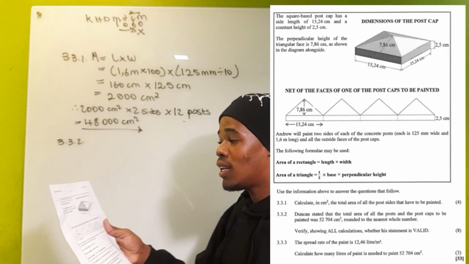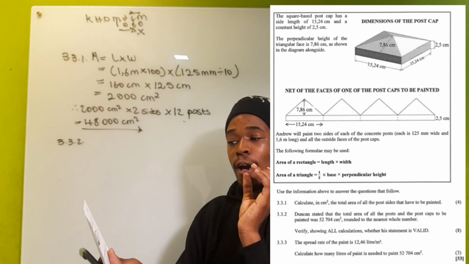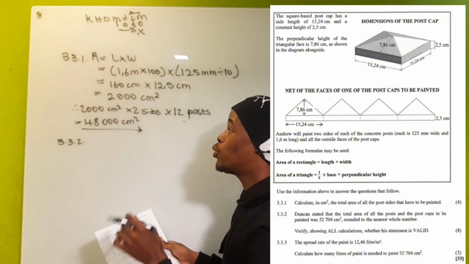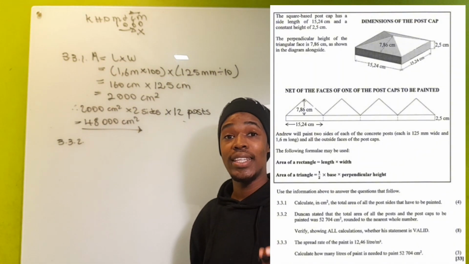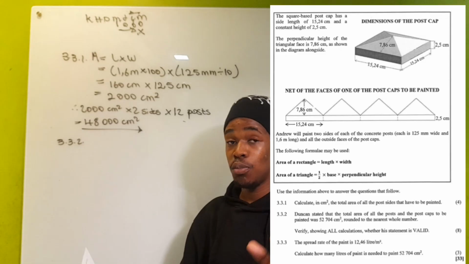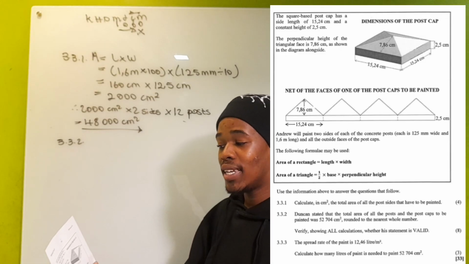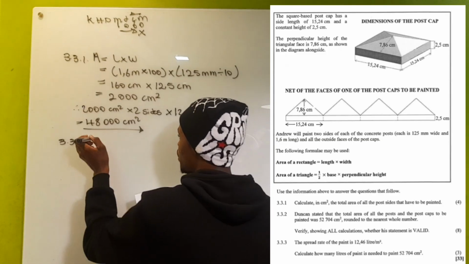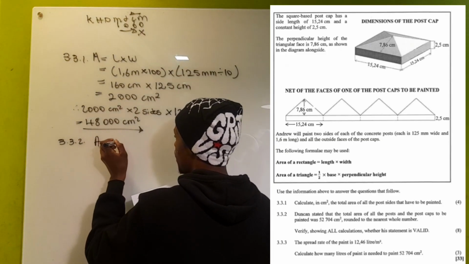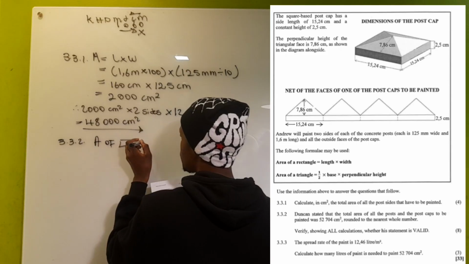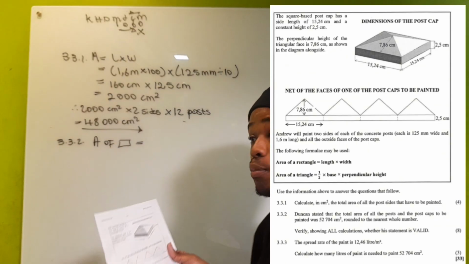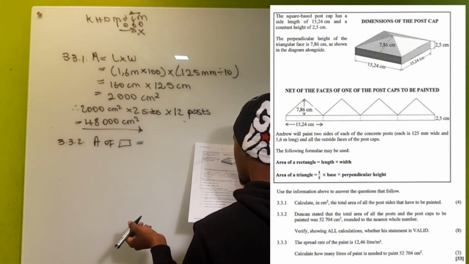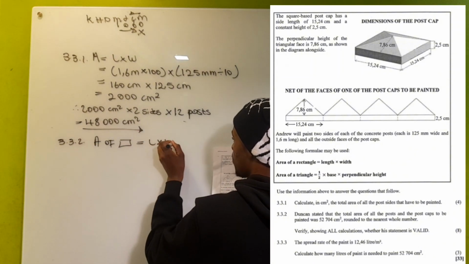We're going to start by calculating the area of the post cap, because we already have the area of the post, which is here. Now we're going to calculate the area of the post caps, of the space that has to be painted. And we're going to start by calculating the area of the rectangles on the post cap. So we're going to say area of rectangle equals, we're going to write the formula that has been given to us, which is area of rectangle equals length multiplied by width.